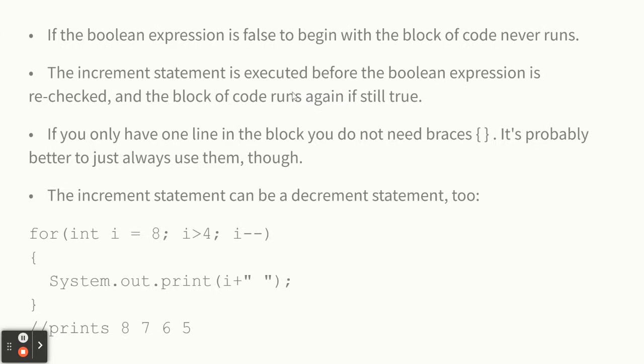But it checks and then it goes in and runs it, and then it does the increment statement, and then it checks to see if it should run it again. So that's the way it goes. The increment statement can be a decrement statement too. That means going down instead of up. So this one starts at 8 and keeps going as long as i is greater than 4 and goes down by 1 each time. So it goes 8, 7, 6, 5.